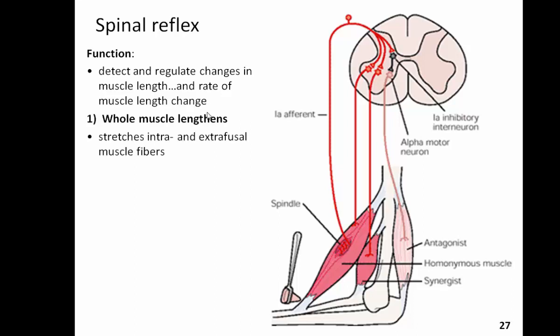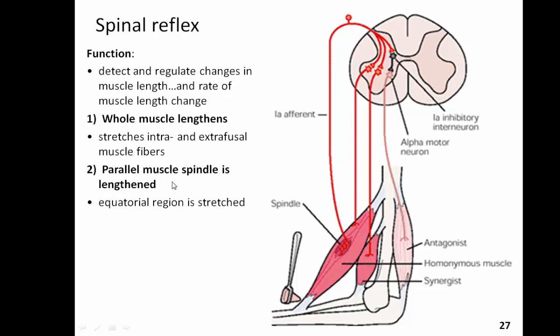This is a stepwise process: as the whole muscle lengthens, that whole muscle will stretch intrafusal and extrafusal muscle fibers. The extrafusal muscle fiber is the muscle fiber we talk about all the time. Those are the force-generating muscle fibers. The intrafusal muscle fibers are contained within something called the muscle spindle, which is a length sensor in the muscle. So the muscle spindle is also lengthened when the muscle lengthens.